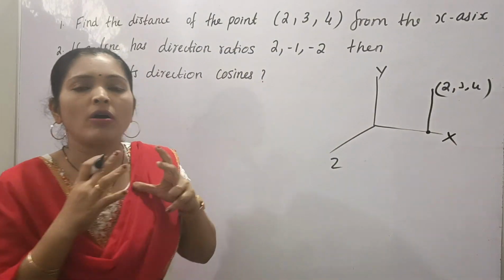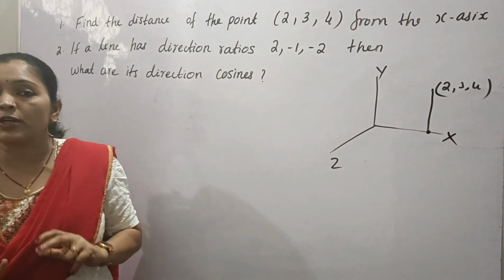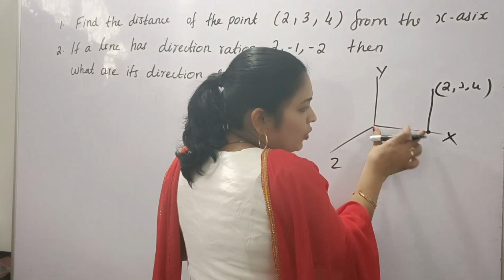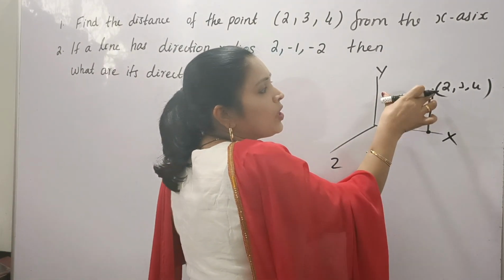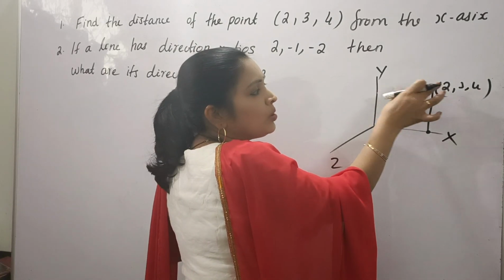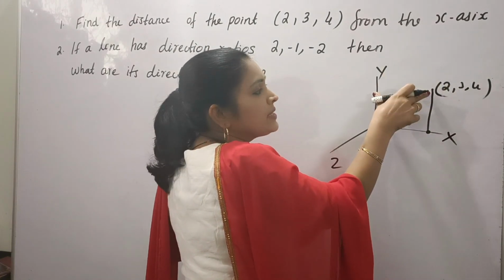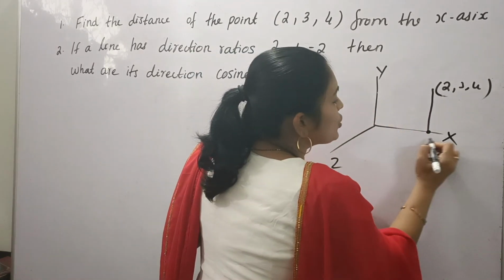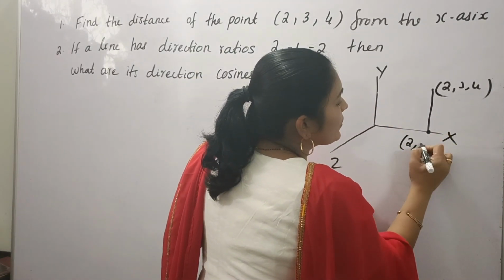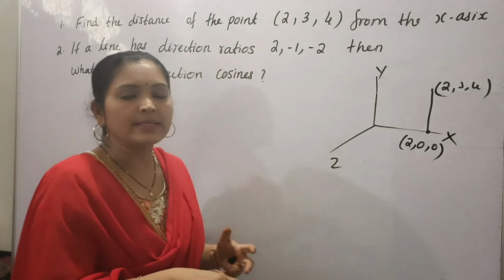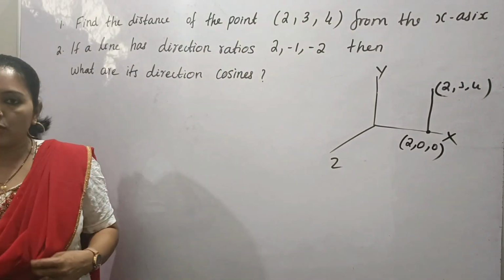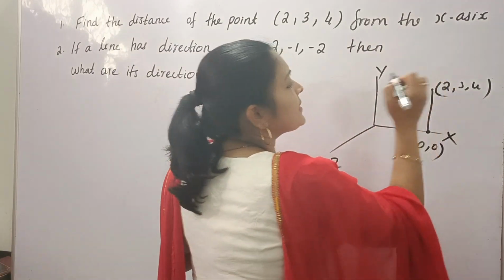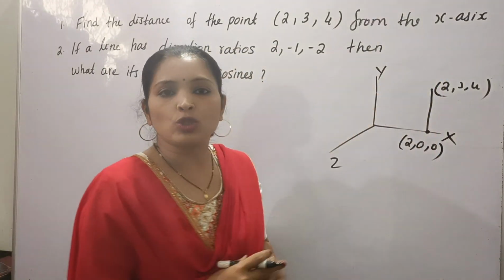See, we know that on the x-axis the y coordinate and z coordinate values are 0. So what is the x coordinate value? This distance is nothing but 2, since the x coordinate value is 2. So this point is 2, 0, 0. On the x-axis, y coordinate and z coordinate are 0. Now we can apply the distance formula to find the distance between these 2 points.